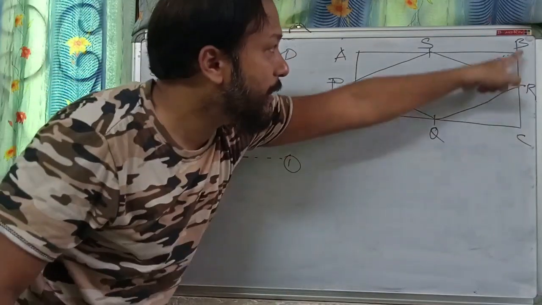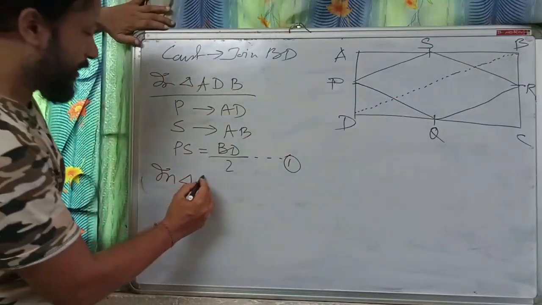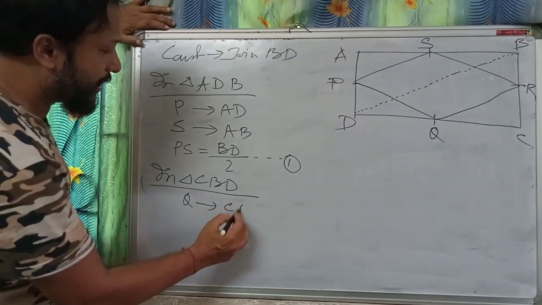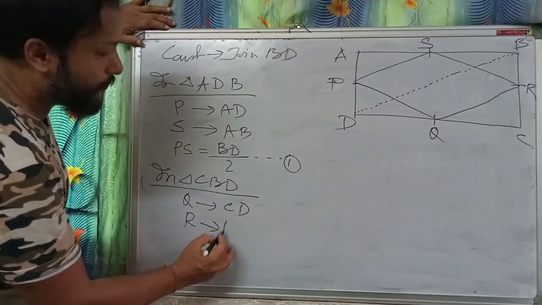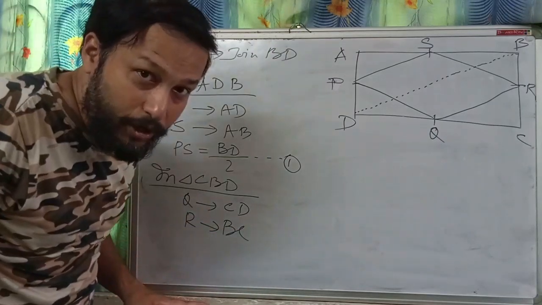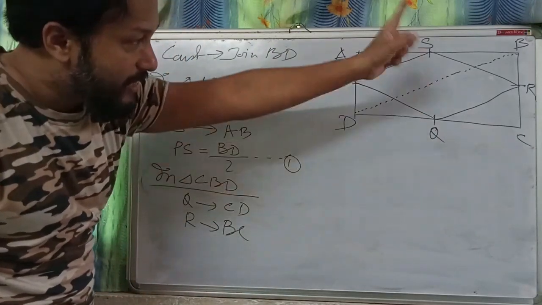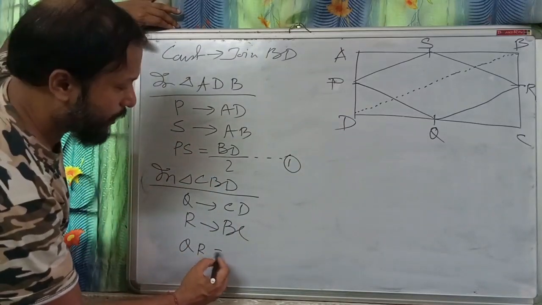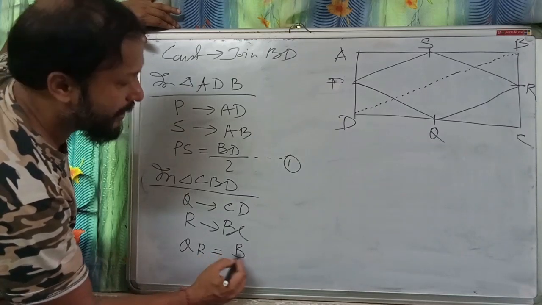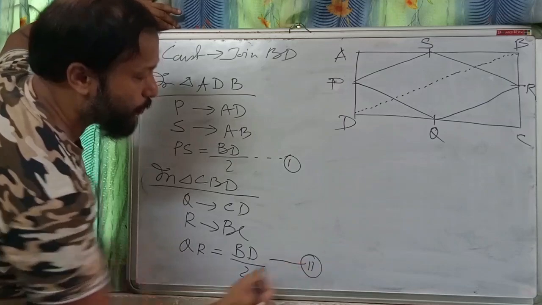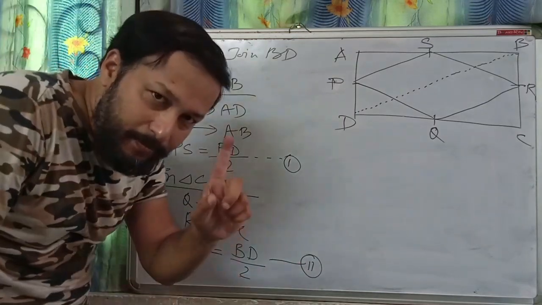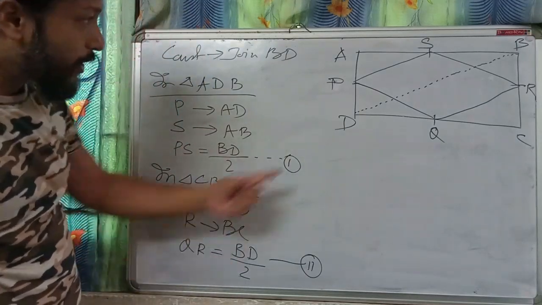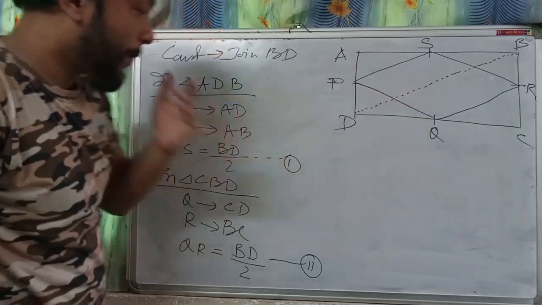Now in triangle CBD, Q is the midpoint of CD and R is the midpoint of BC. Don't draw this arrow in the exam paper, as I told you. So I can say that QR equals BD by 2. This is your second equation. This we discussed in the first part, where we discussed what the midpoint theorem is. Hope you understood. So QR is half of BD.